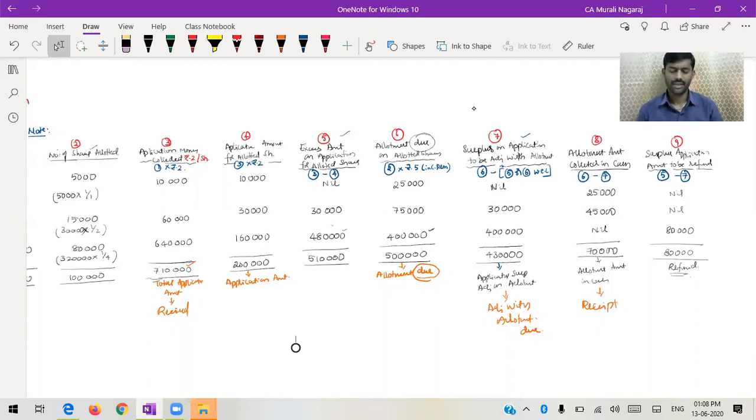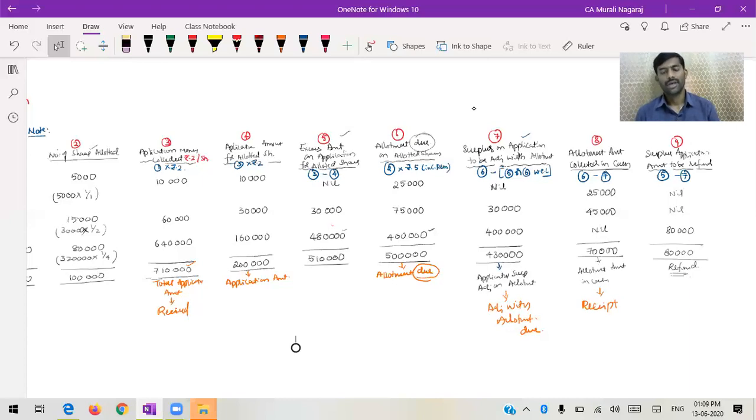Now let us go to the next entry, receipt. At the time of receipt, whatever surplus is there on application, I have to adjust it to allotment. Over and above, if an amount is required, that alone I have to receive. Therefore, bank account debit. Look at how much I have to collect in cash: column number 8, 70,000. Bank account debit, 70,000.